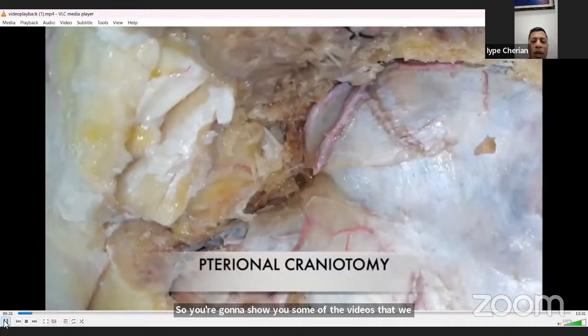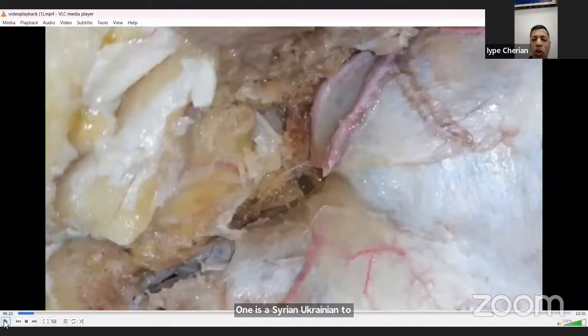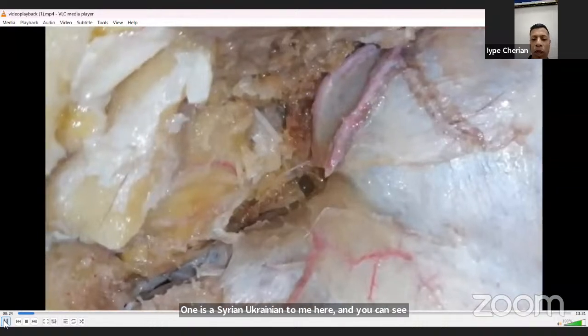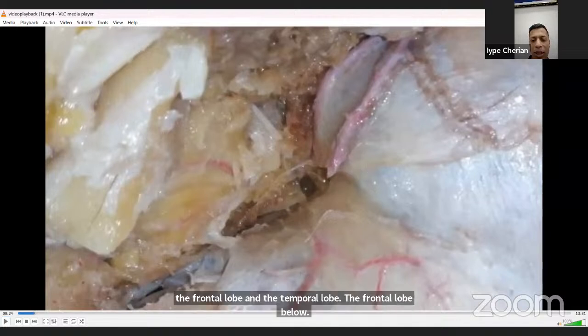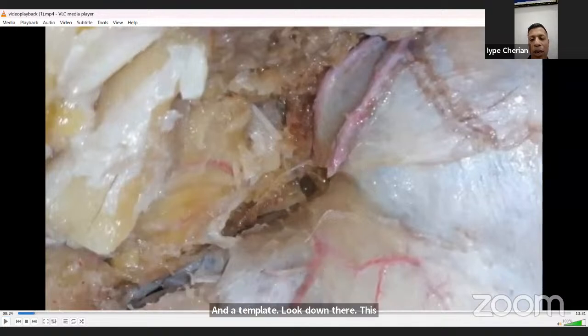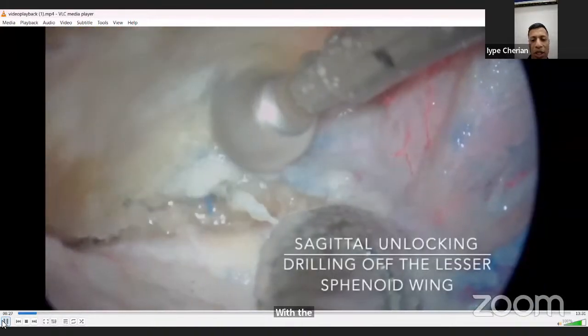One is a craniotomy here, and you can see the frontal lobe and the temporal lobe. The frontal lobe below and the temporal lobe down there. This is all done in Krishna. We have an Esculap Academy with soft embalming and injected cadavers.